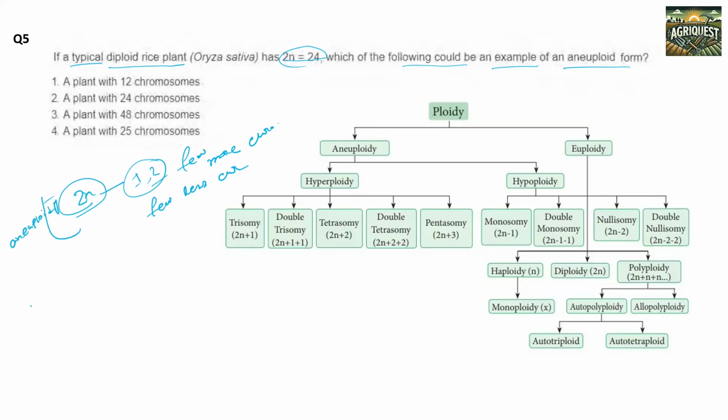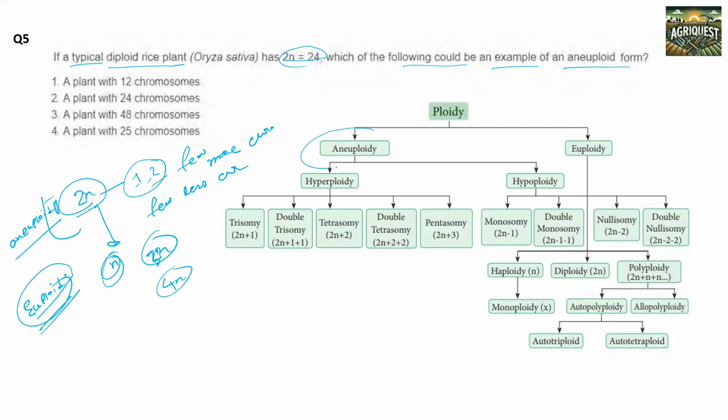But what is euploidy? Euploidy means the individual contains whole genomes multiplied or reduced, so the individual may be n, or 3n, or 4n. This condition is called euploidy. But when one or a few chromosomes are added or removed, then the individual is called an aneuploid plant, or this condition is aneuploidy.